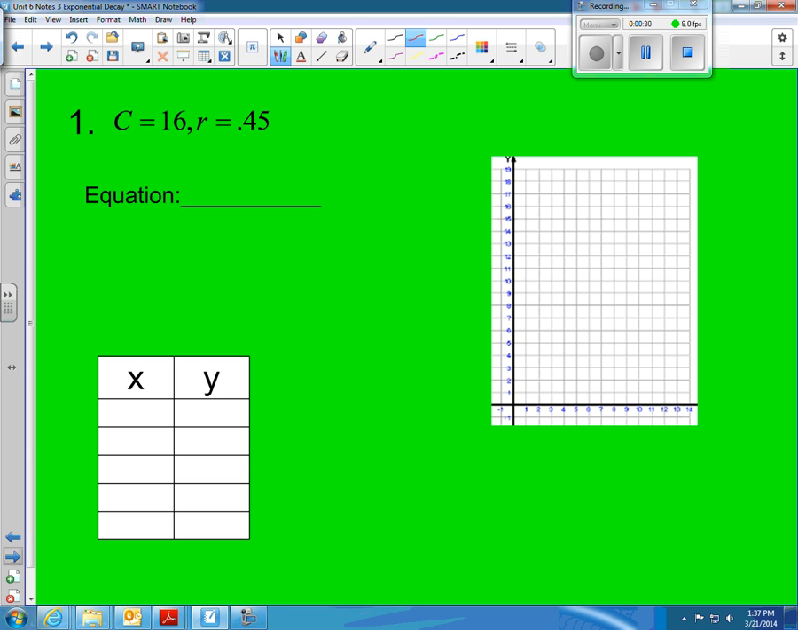Our rate of change is already in a decimal form. It's not a percentage. So let's do our equation: 16 times 1 minus 0.45 to the t. 1 minus 0.45 is going to give us 0.55 to the t. Okay, again, let's think of this as t, not x. And we're going to go from -2, -1, 0, 1, and 2. We're going to type this into our calculators.